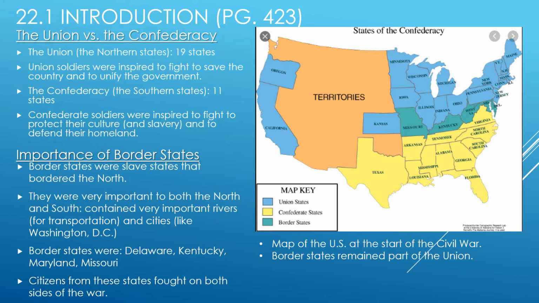Citizens from these border states end up going and fighting for both armies. So if they were pro-slavery, then they probably went with the South. If they were anti-slavery, they went and fought with the North. And so these border states, even though they had slaves, still stayed with the North. Sometimes they were forced to, as Lincoln used the army to force them to stay in the North, and some chose to stay in the North.